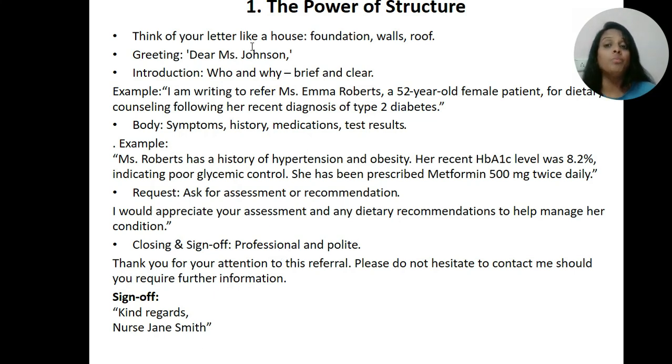This is how an appropriate letter looks. It should start with a greeting and then the introduction, then the body with the supporting details, starting from the history, symptoms, medications, or any test results available, or further suggestions or assessments required, and what you expect the other person to do. And finally, you should end with a closing note. Got it? Now, let's move on to the next important thing which will make your letter stand out.